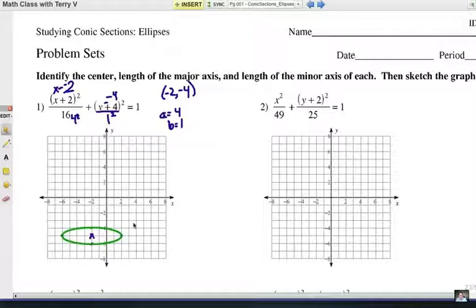And there it is. So you locate the center, and then you figure out how tall and how wide it is with the a and the b value. Now watch those signs. Now number 2, have you already tried it? If not, click on pause and give it a try.